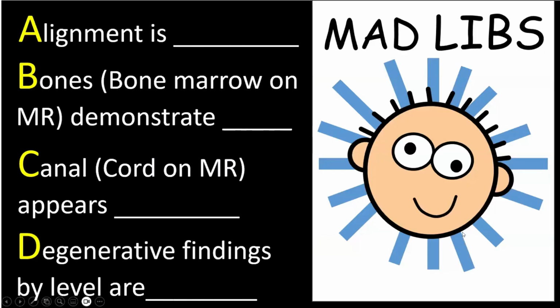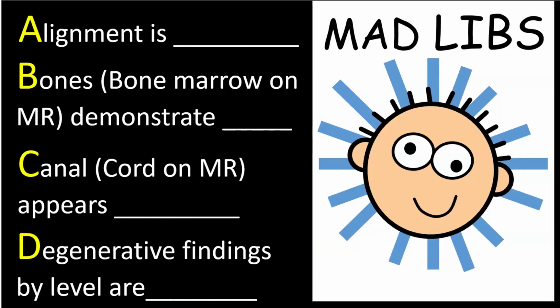So really, I think that spine reports are kind of like Mad Libs. Now, I don't know if the audience today is too young to remember Mad Libs, but you used to just fill in the blank. And that's essentially what you want to do for every spine report. You want to start with alignment, say what you see. Bones, mention any marrow edema.